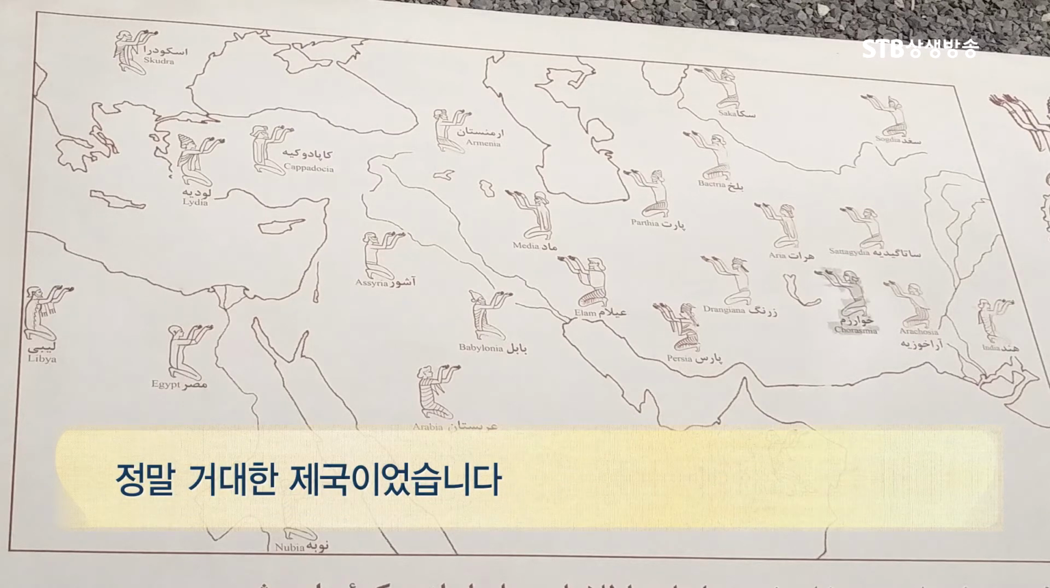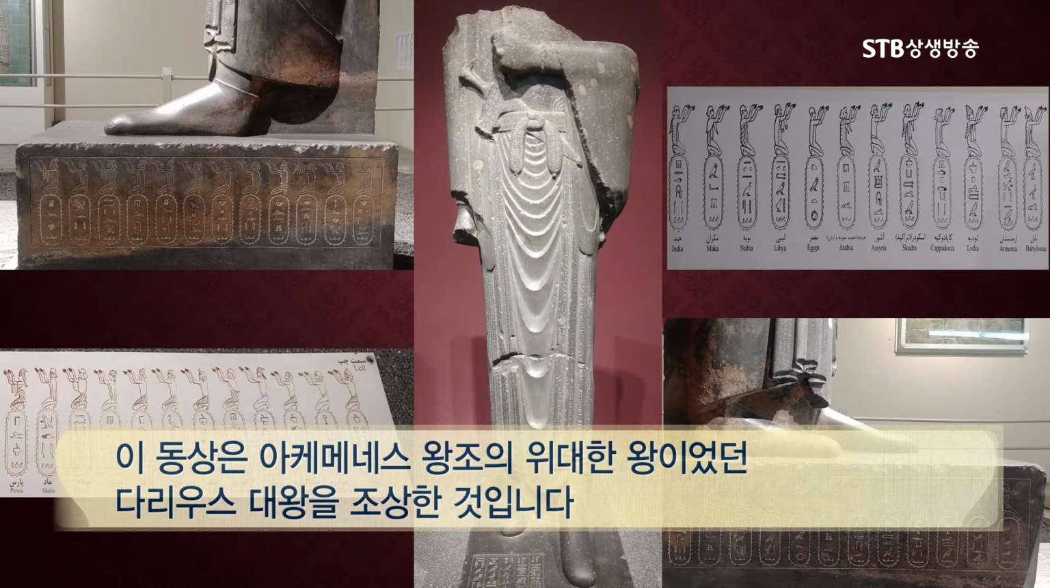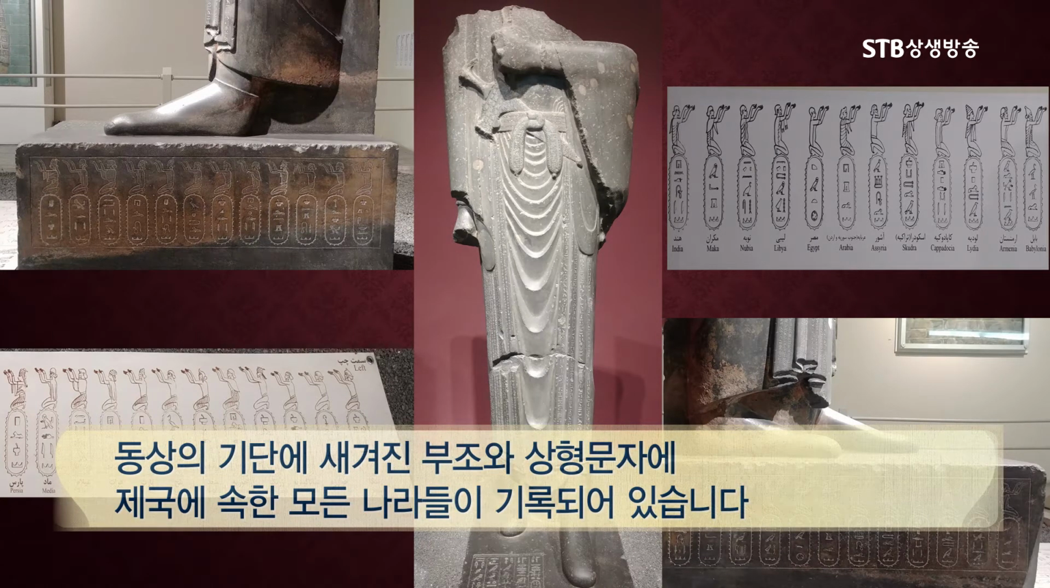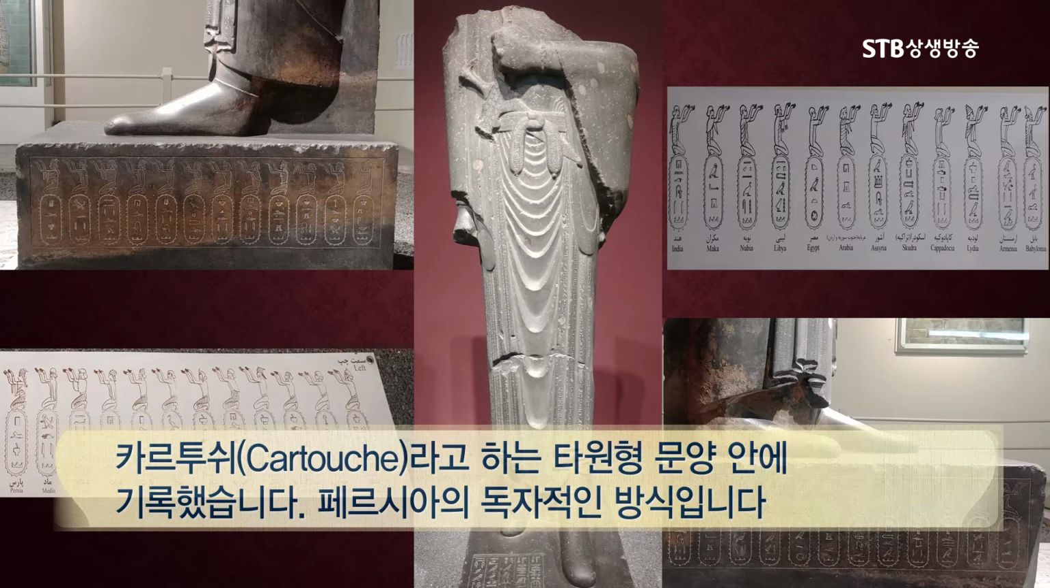Huge size of empire. This is a statue of Darius the Great, one of the greatest kings in the Achaemenid dynasty. According to the reliefs and also the patterns that we have here and there, on the west, right and left side of the statue, beside the feet of the king, you can see all nations in oval shape, which is called cartouche.